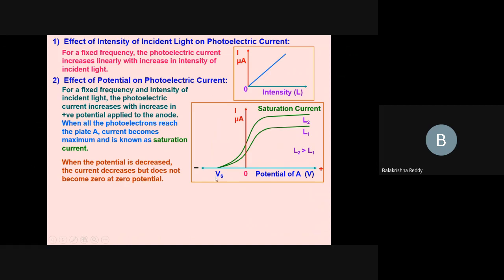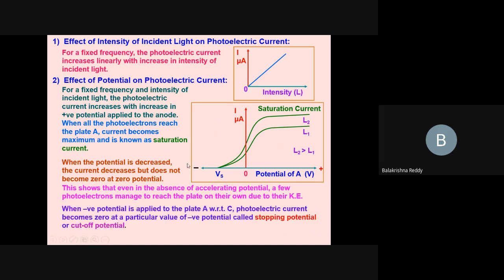At that point where the photoelectric current is zero, we call it the stopping potential. What is it? Stopping potential. When the potential is decreased, the current decreases but is not zero at first. It is zero at a particular potential point, and that point we call the stopping potential. The most important thing is the stopping potential. This is the saturation current. This is the second effect.